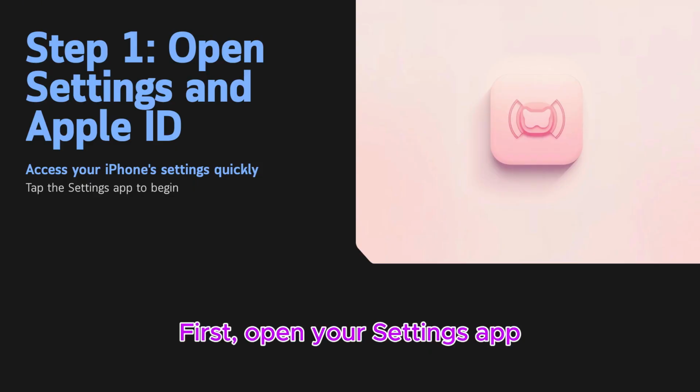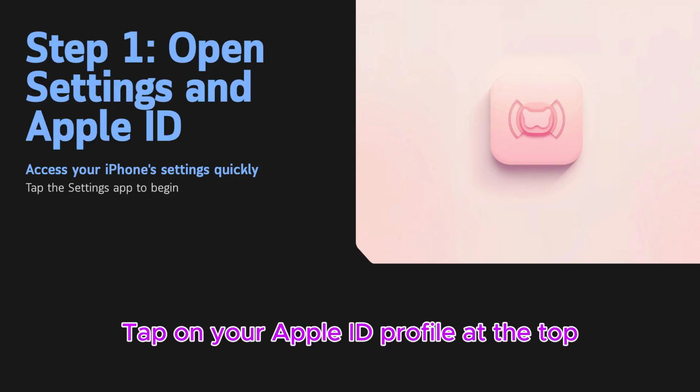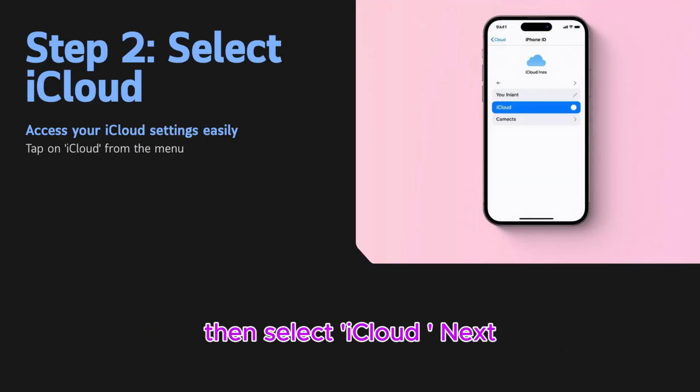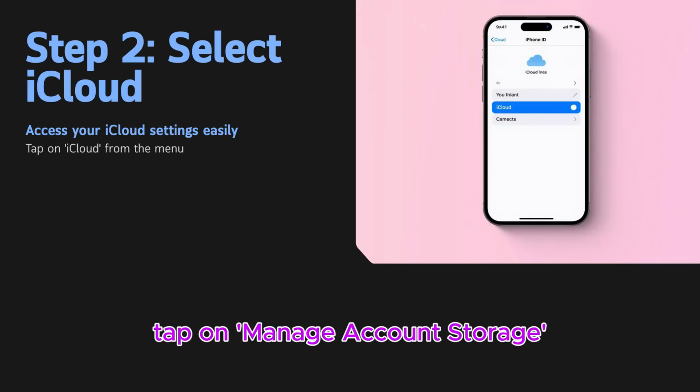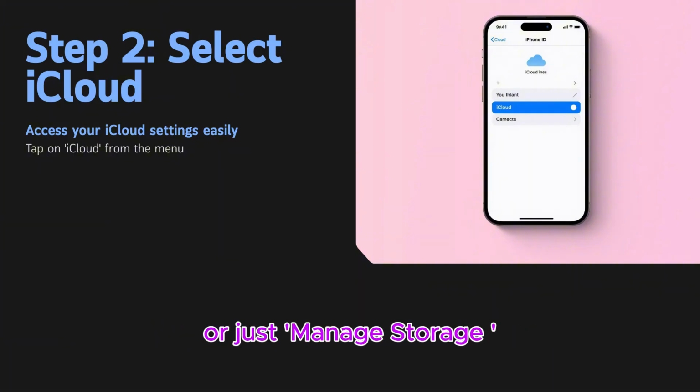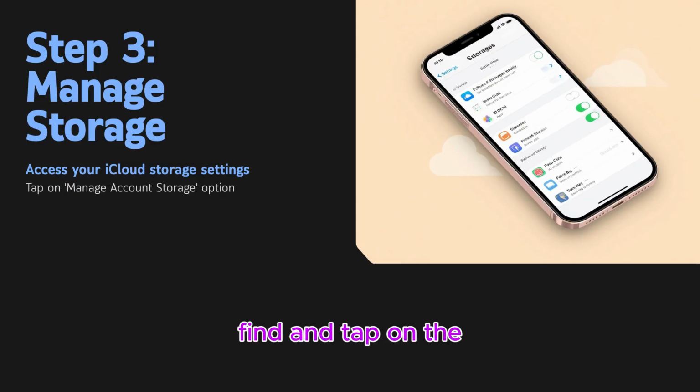First, open your Settings app, tap on your Apple ID profile at the top, then select iCloud. Next, tap on Manage Account Storage or just Manage Storage. On the next screen, tap iCloud Backup. Now, find and tap on the name of your iPhone listed under Backups.